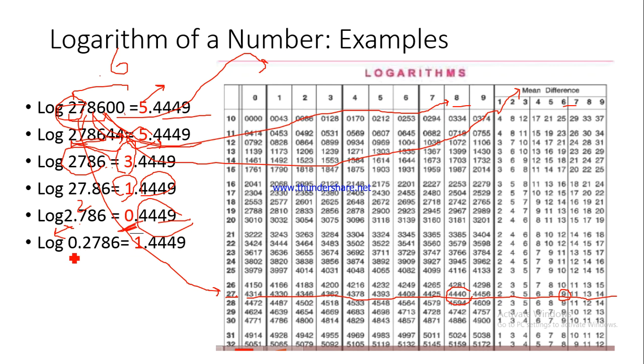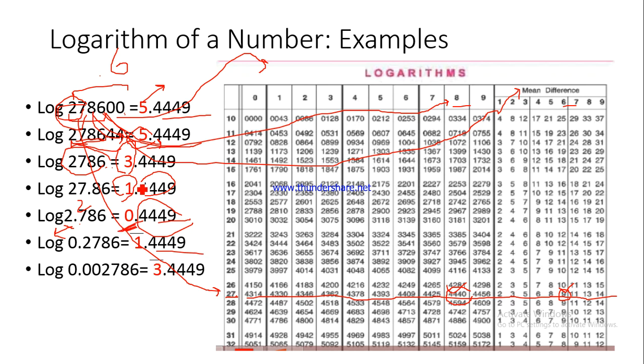Since it is less than 1, 0.2786, the characteristic has got to be negative. And I told you that instead of negative, I can also show it using the bar. So this is now 1 bar. And since the value of 8 of 27 and the 6 of 27 is still the same, like I mentioned here and here, the mantissa would remain the same. 1 bar 0.4449. This is okay. 1 bar or minus 1.4449. So this is the logarithm of this particular number.